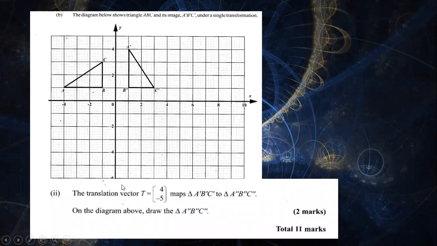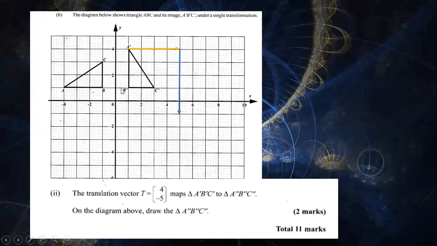Right, so the question says the translation vector (4, -5) maps triangle A prime, B prime, C prime to A double prime, B double prime, C double prime. So this is A prime, B prime, C prime. We're going to map it 4 to your right, 1, 2, 3, 4, and -5 coming down, 1, 2, 3, 4, 5.